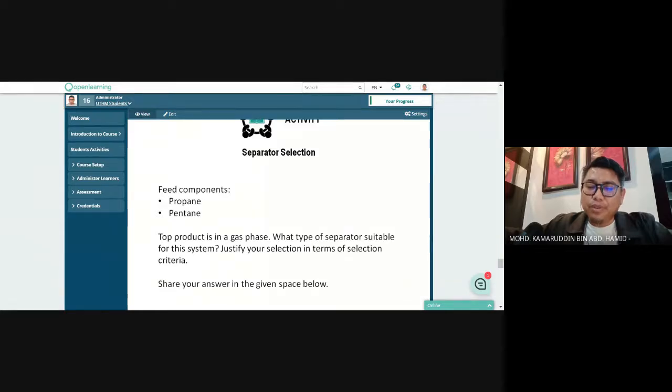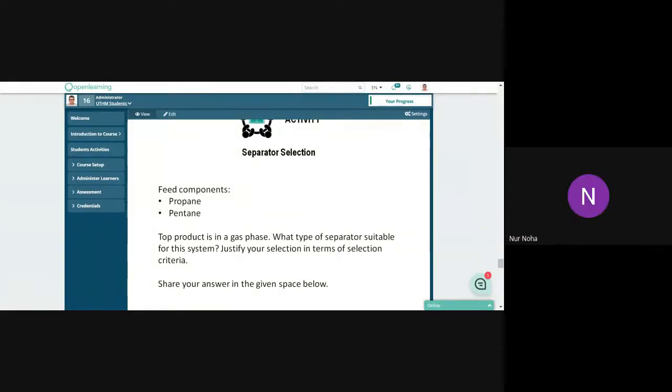So the answer is reboil absorber. Ada lagi? Boleh tak guna absorber saja? Boleh tak you pakai flash? Tak boleh. Kenapa Noha tak boleh? Saya cakap boleh. Sebab ni pendapat saya, kalau dia nak separate, bila propane dengan pentane tu dekat feed, bila dia separate dia masuk dalam kolom tu, propane still maintain dalam liquid, bukan gas phase.